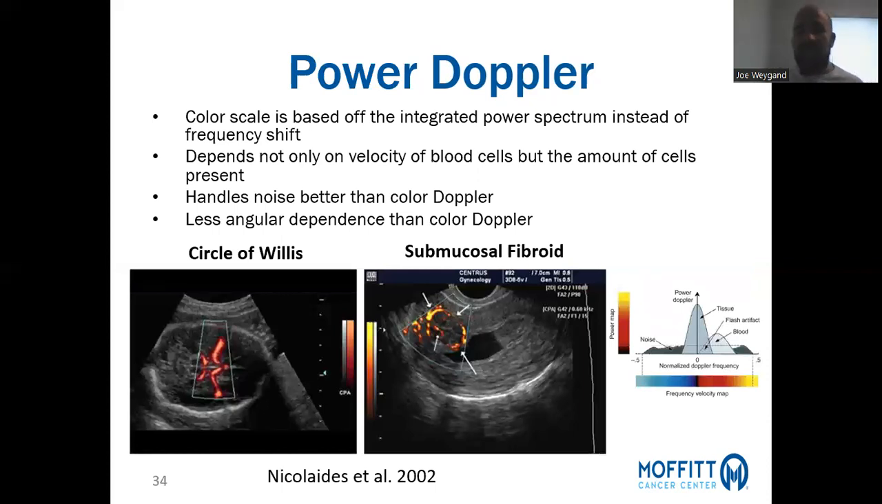What's also commonly done is power Doppler. Here, the color scale is based off the integrated power spectrum instead of the frequency shift. So it depends not only on the velocity of the blood cells, but also the amount of cells present. And this is better because it handles noise better than color Doppler and has less angular dependence as well, since you're just integrating over the power spectrum.